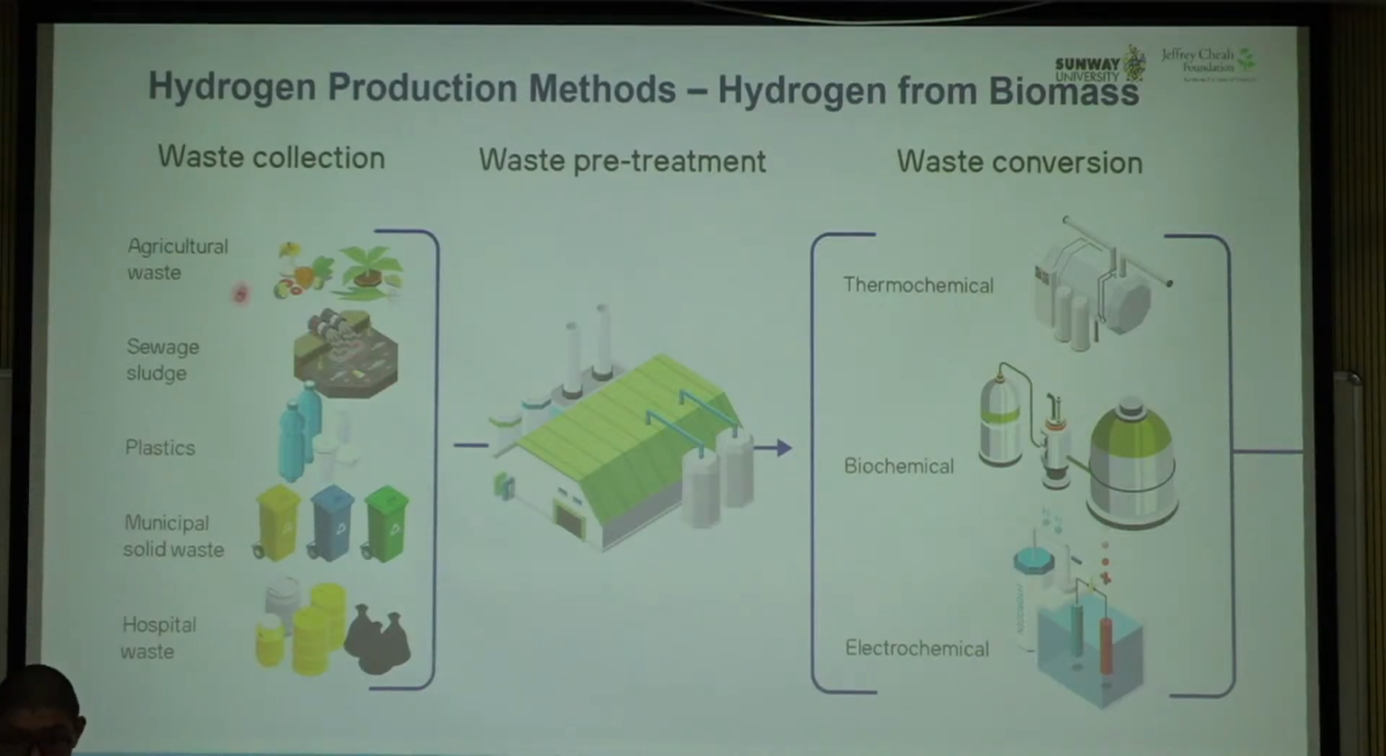So yeah, what type of biomass can we use? First is the agricultural biomass waste, which most of my studies use. Also sewage sludge, plastics, municipal solid waste, and also hospital waste. As I told you, I go through three processes. Then the last one is the electrochemical process, which can produce the hydrogen as well from the liquid biomass.